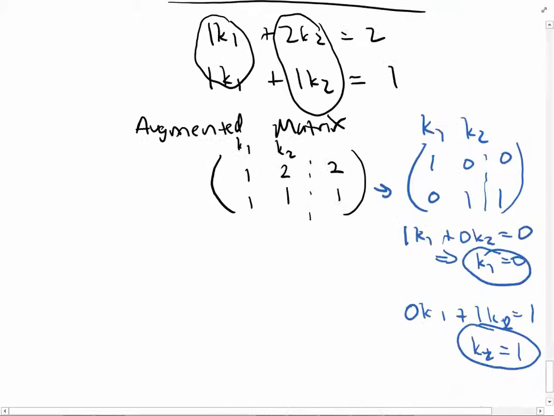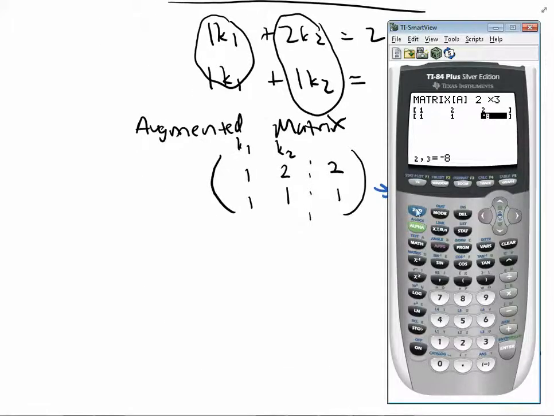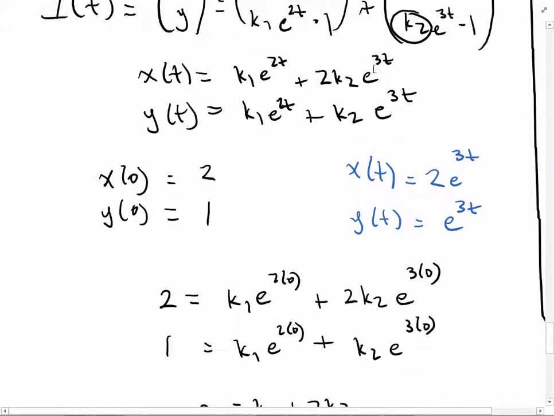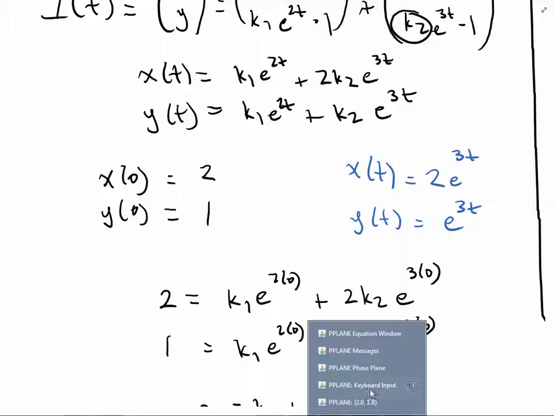So now I would reduce to row echelon form again, and now you see that K1 and K2 are both defined. So that would take into account both of the exponential pieces, the e to the 2t and the e to the 3t components. But K1's obviously negative, so we're going to have some negative activity in those zones. So that's our solution process.